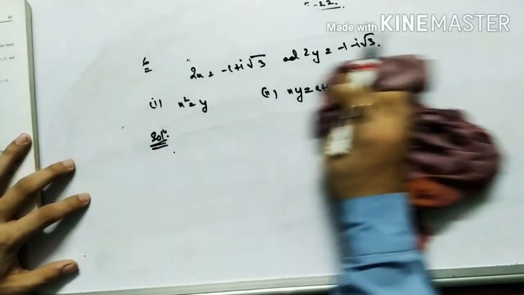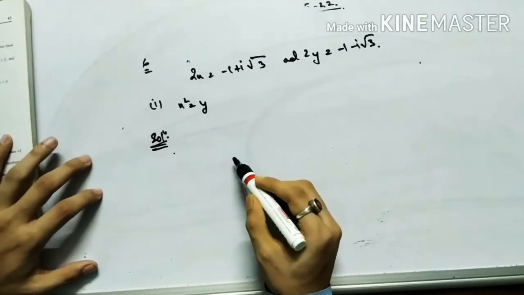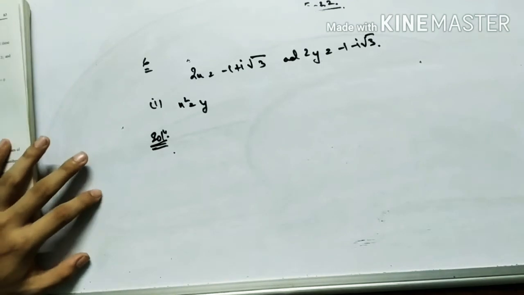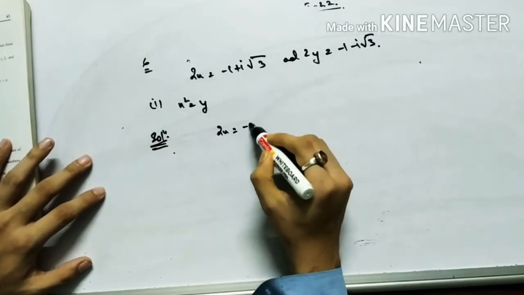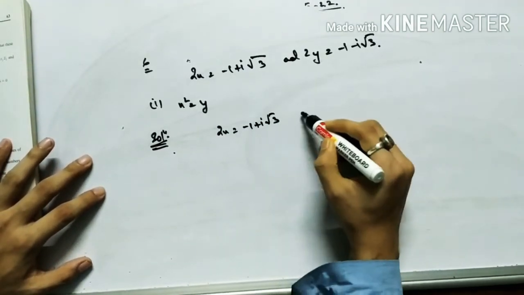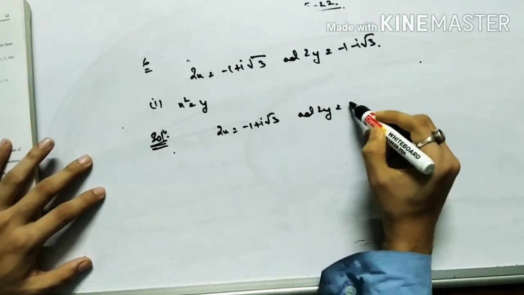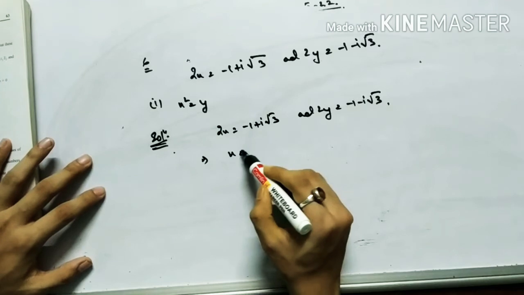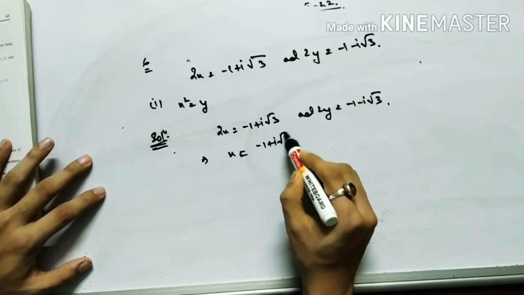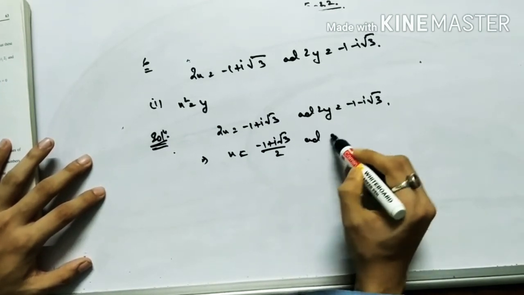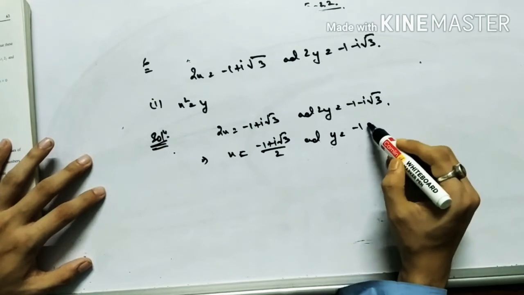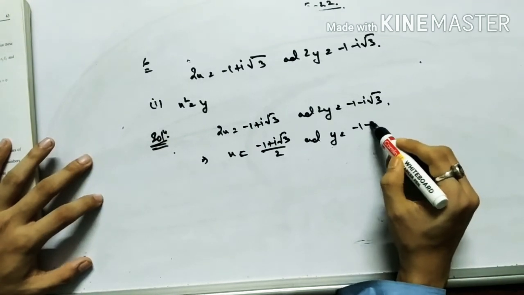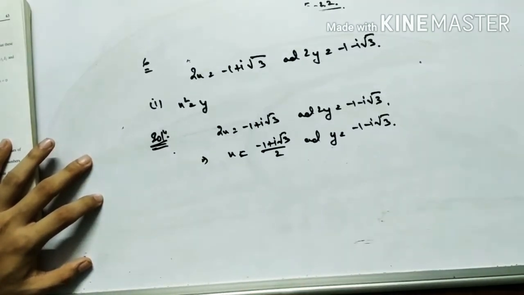Let me do it step by step. I have to show this. Now you see 2x is equal to minus 1 plus i root 3 and 2y is equal to minus 1 minus i root 3. So x is equal to (minus 1 plus i root 3) by 2, and y is equal to (minus 1 minus i root 3) by 2.